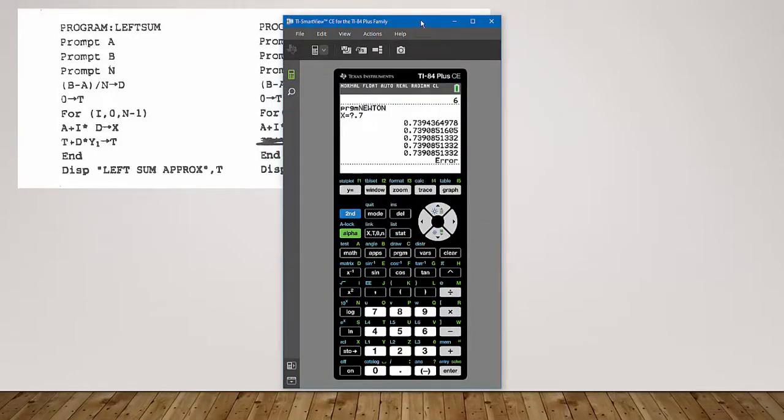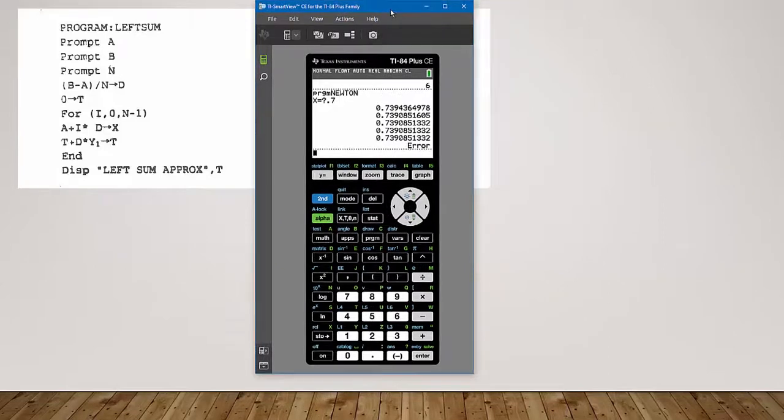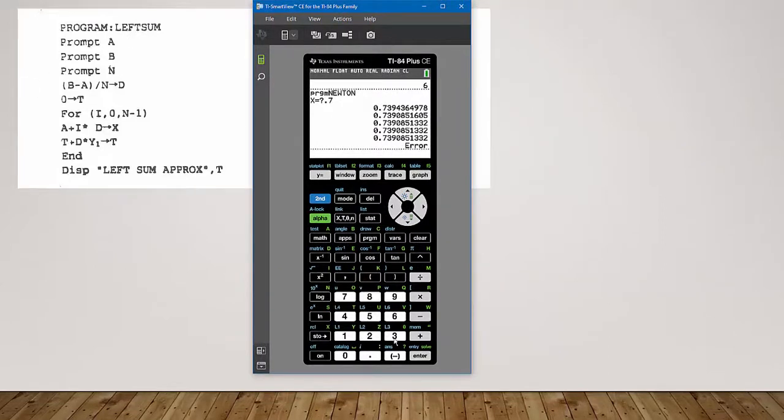All right, so I'm going to start off by focusing on entering the left sum program. So I come to Program, come over to New. I'm creating a new program. I'm going to call this Left Sum. So I need to find the L, and it's right here. So left sum, hit enter.